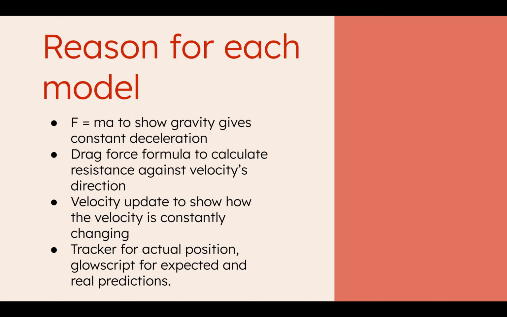Reason for each model. F equals ma, to show gravity gives us constant deceleration. The drag force formula to calculate resistance against velocity's direction. The velocity update to show how the velocity is constantly changing. And we use Tracker for actual position and GlowScript for expected and real predictions.